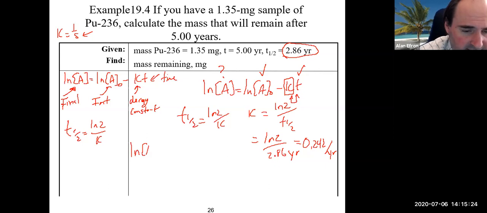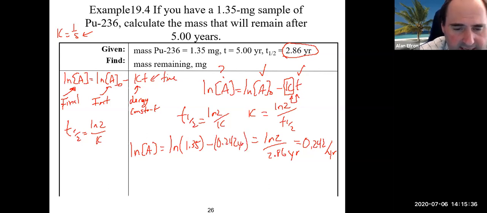We could take the natural log of A, which is what we're looking for, would equal the natural log of our initial, which is 1.35, minus our 0.242 per year, times our 5 years. So the years will cancel, which is good. So if we clean up the right-hand side there, we're going to take 0.242 times 5. We're going to take the natural log of 1.35 minus that number.